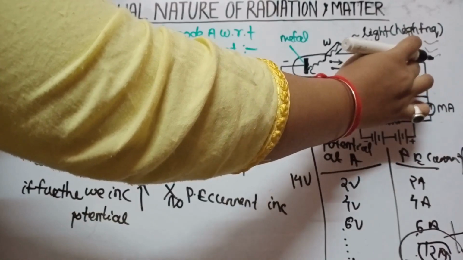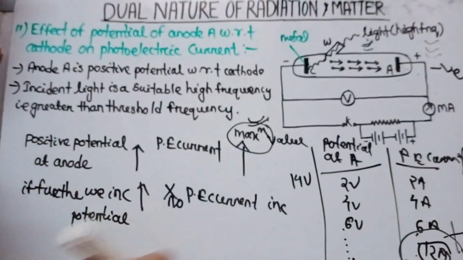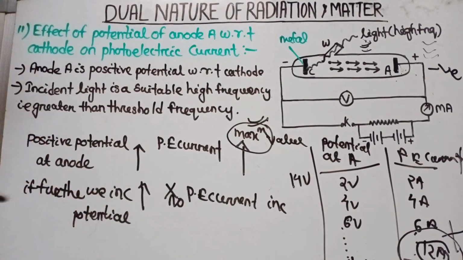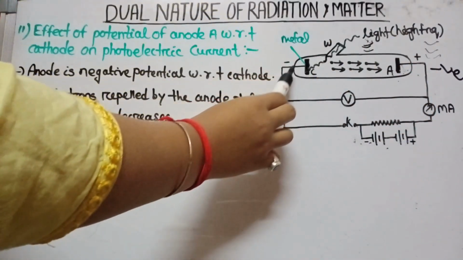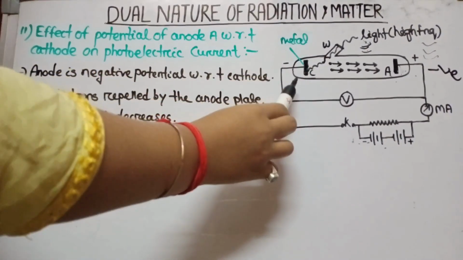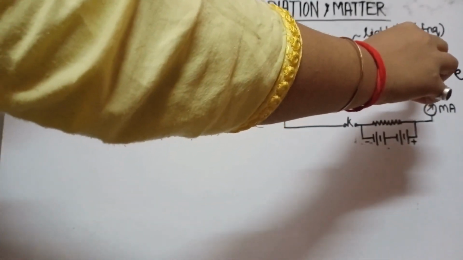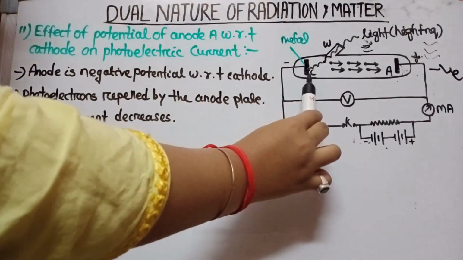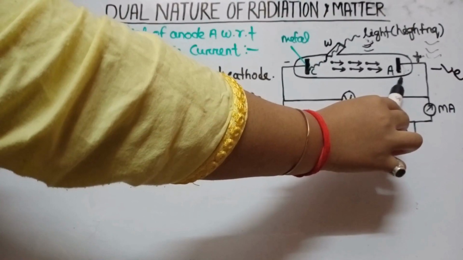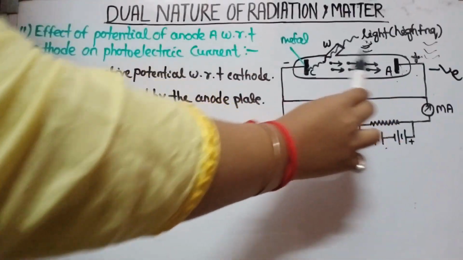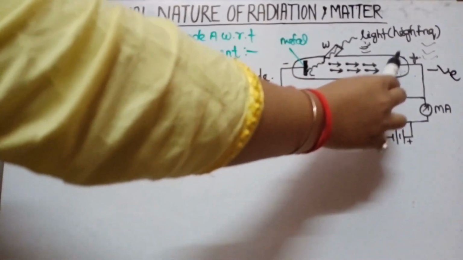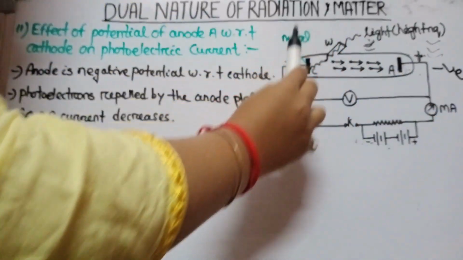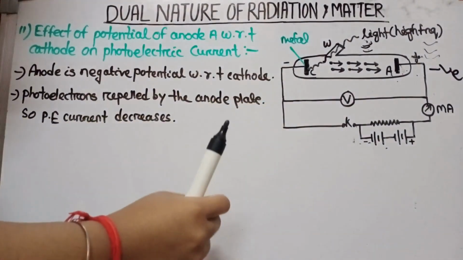If we take the anode plate as negative, here is the trick, just a change. If you take the anode at negative potential compared to the cathode, then what happens? When the anode is at positive potential with respect to the cathode, electrons are attracted towards the anode, that is, towards the positive terminal. But as the anode is at negative potential with respect to the cathode, in that situation, what happens?